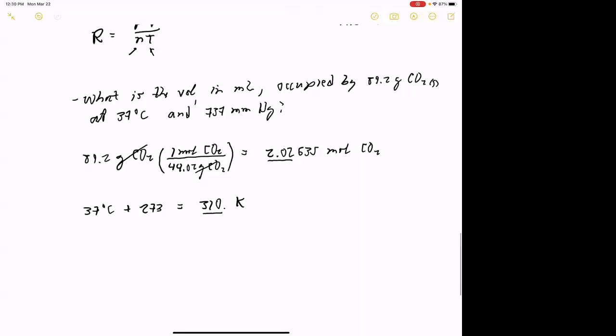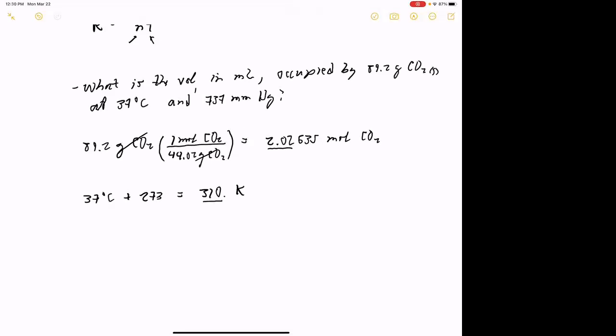Then we got the pressure. So I got 737 millimeters of mercury here. And I need to get that over into atmospheres. Okay, so we know the conversion for that. I know that 1 atmosphere is equal to 760 millimeters of mercury.